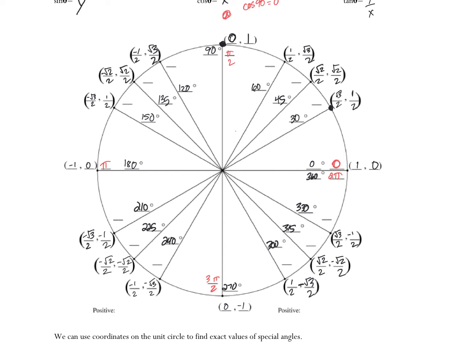0. 1/2. 2 halves. 3 halves. 4 halves. Is that okay? Yeah, kind of. Yeah, that can work. We have to figure out what's in between.